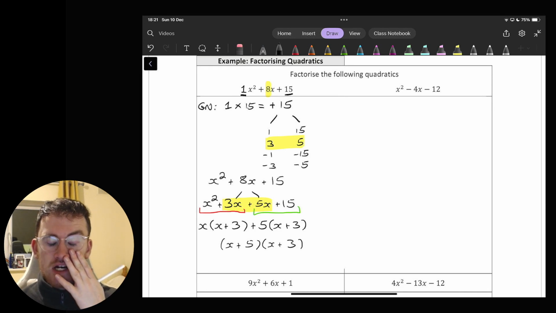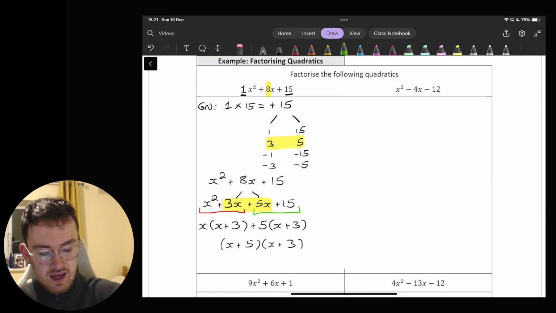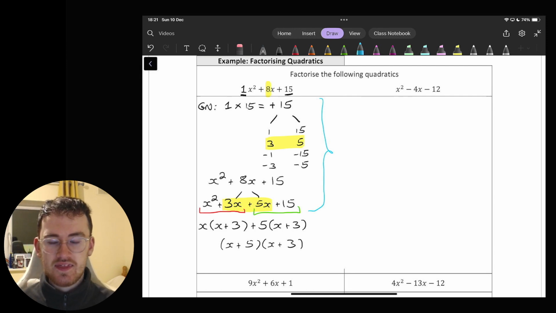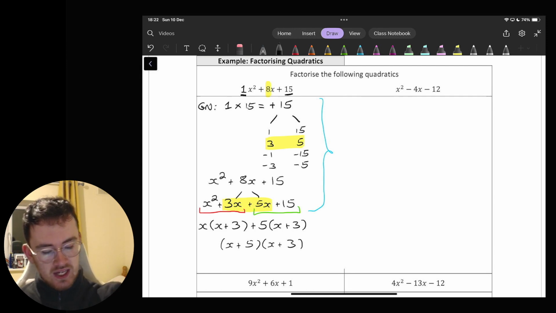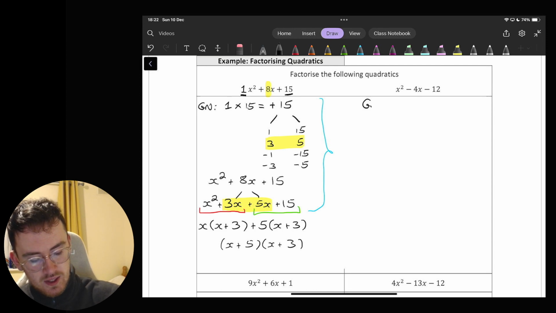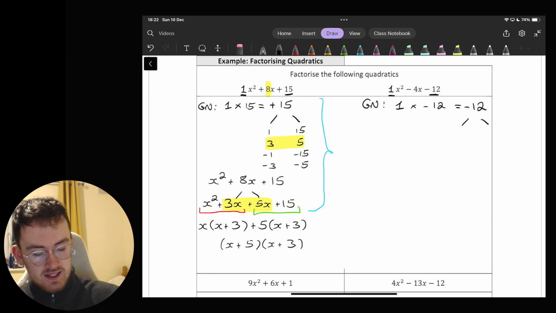So really our new part here is the first few steps: finding your guide number and using that to split the middle term. Let's look at the next example. Again, start with my guide number. There's a 1 in front of the x squared, multiplied by the minus 12 at the end, so making sure we note that that gives me a guide number of minus 12.